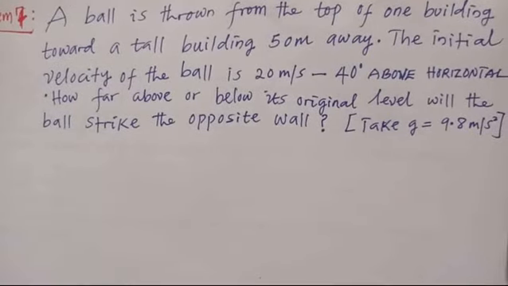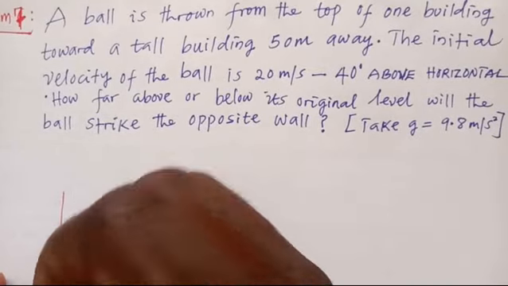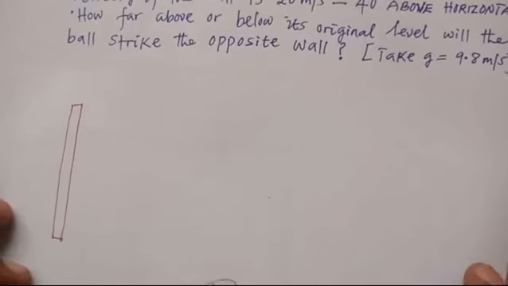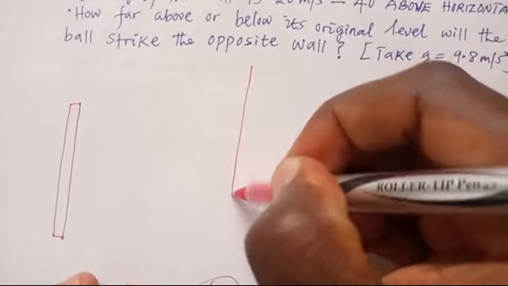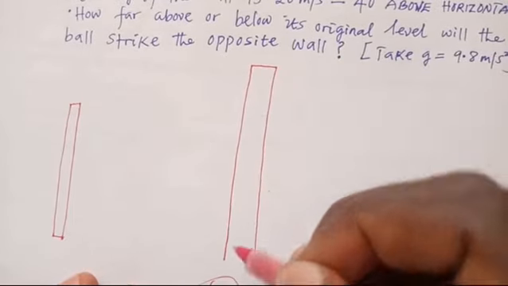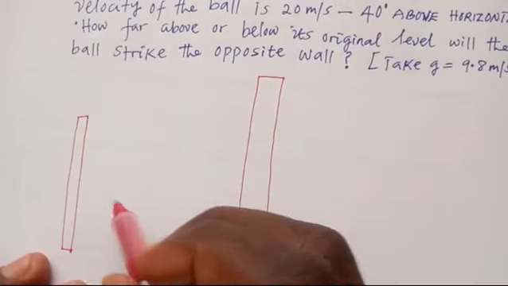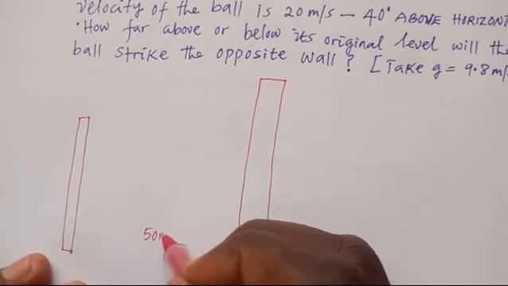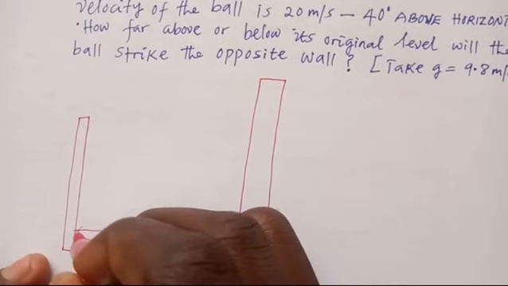So here is the thing: you have a wall. This is a wall here. Okay, you have a wall here. Then you have another wall, and this wall is a bit taller than what you have initially. Okay, we have two walls here. Then the two walls are 50 meters apart, 50 meters away from each other.